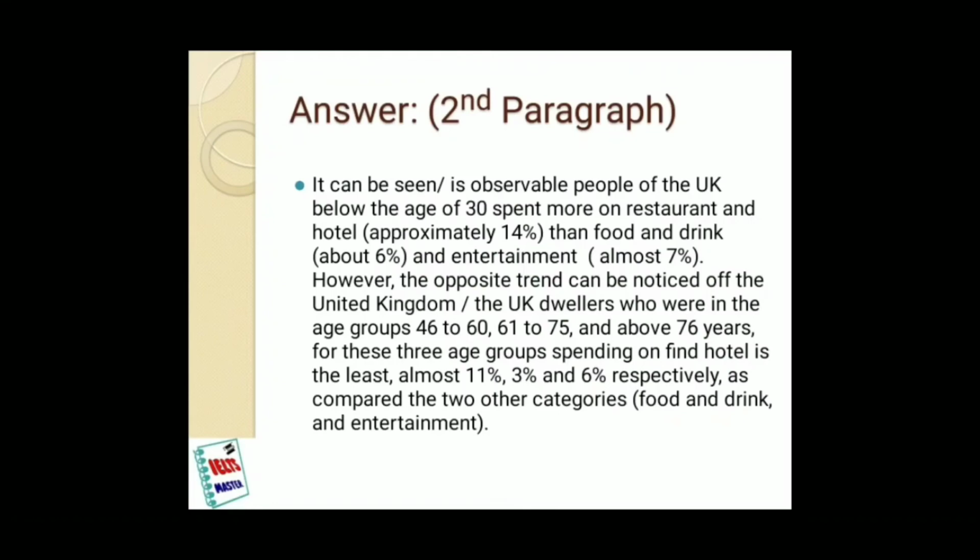Let's begin with my second paragraph, the grouping. It can be seen, or it is observable, that people of UK below the age of 30 spent most on restaurant and hotel, in the bracket approximately 14%, then food and drink, in the bracket about 6%, and entertainment, in the bracket almost 7%. Here I tried explaining that the age group below 30 spent the most on a certain category as compared to the other two. So I did not explain the graph as it is given, but here also I tried to compare between the three categories while mentioning the age group.